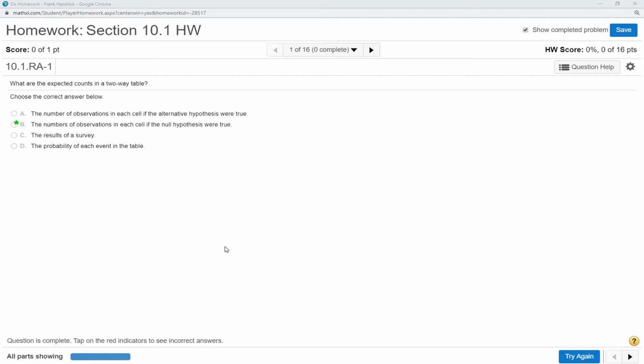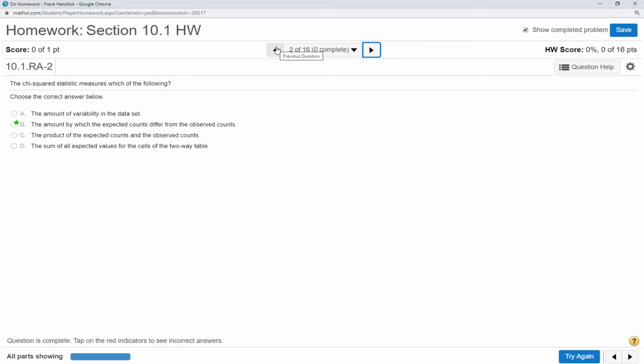What are the expected counts in a two-way table? The numbers of observations in each cell if the null hypothesis were true. Those were all the expected counts. The chi-square statistic measures which of the following? The amount by which the expected counts differ from the observed counts.